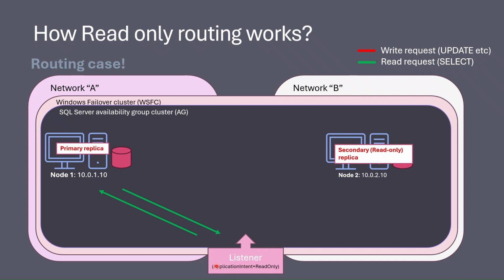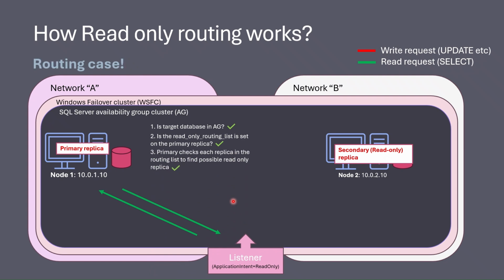First, the server checks the target database and determines if it is in an availability group or not. If it is, the primary checks whether the read-only routing list is set on the primary or not. Then the primary checks each replica in the routing list to find a possible read-only replica. Finally, it finds a healthy synchronizing read-only replica.